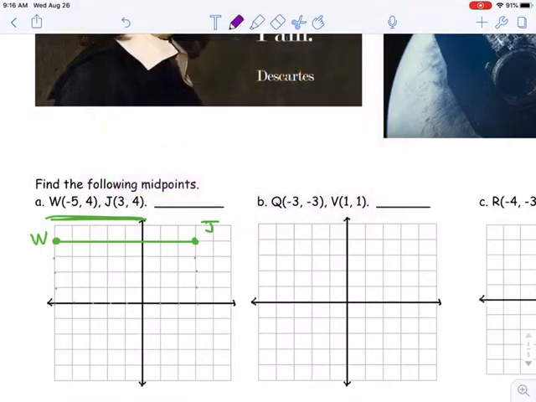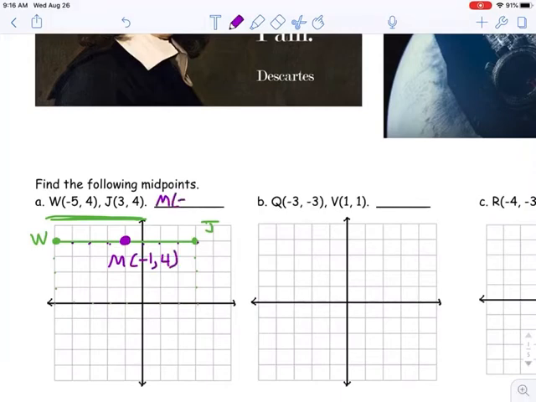So you guys can probably do this quite quickly. Just some common sense. This has a length of 1, 2, 3, 4, 5, 6, 7, 8. So that means 1, 2, 3, 4. Boom, right there. And that's the midpoint. We'll call it M at -1, 4.